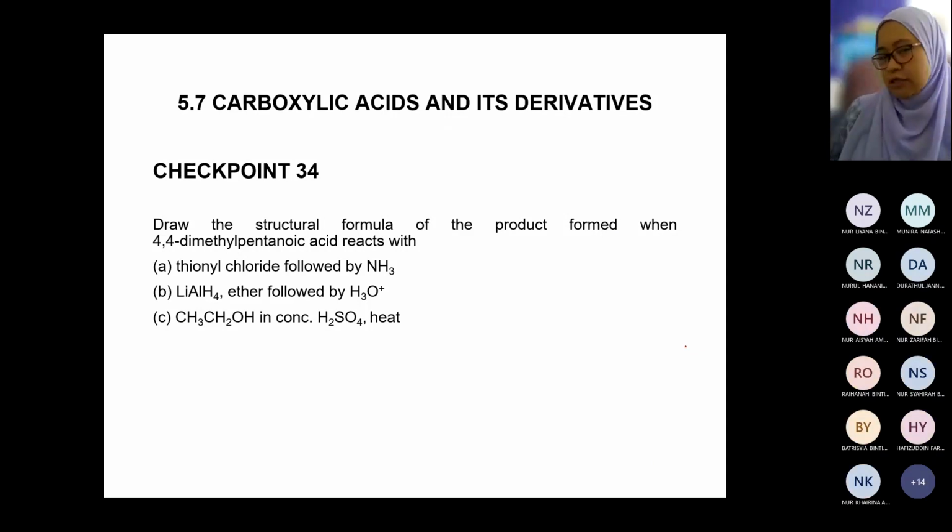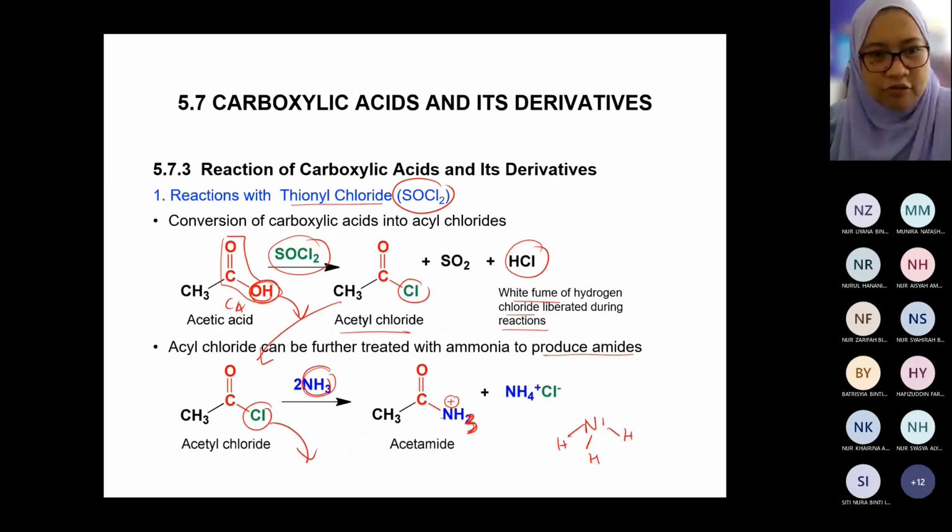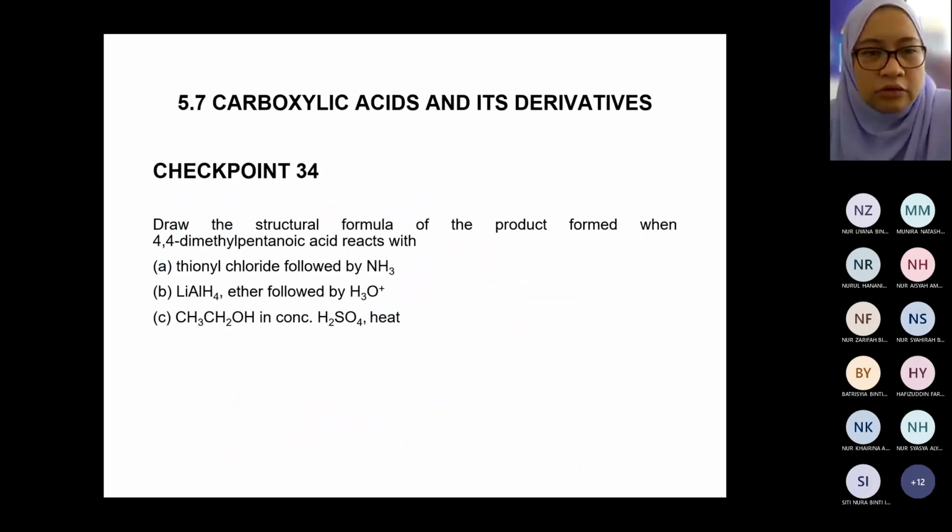Okay, jom buat checkpoint 34. Ada ke lagi checkpoint lain? Tak ada kan? Ni semua kita dah buat dah. Okay. Draw the structural formula of the product formed when 4,4-dimethyl pentanoic acid reacts with thionyl chloride followed by NH3.